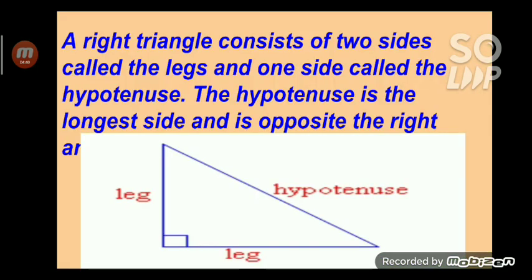Now, a right triangle consists of two sides called the legs and one side called the hypotenuse. The hypotenuse is the longest side and it's opposite the right angle. It means that a right triangle has three sides: two are called legs, and the one opposite the 90-degree angle is called the hypotenuse.